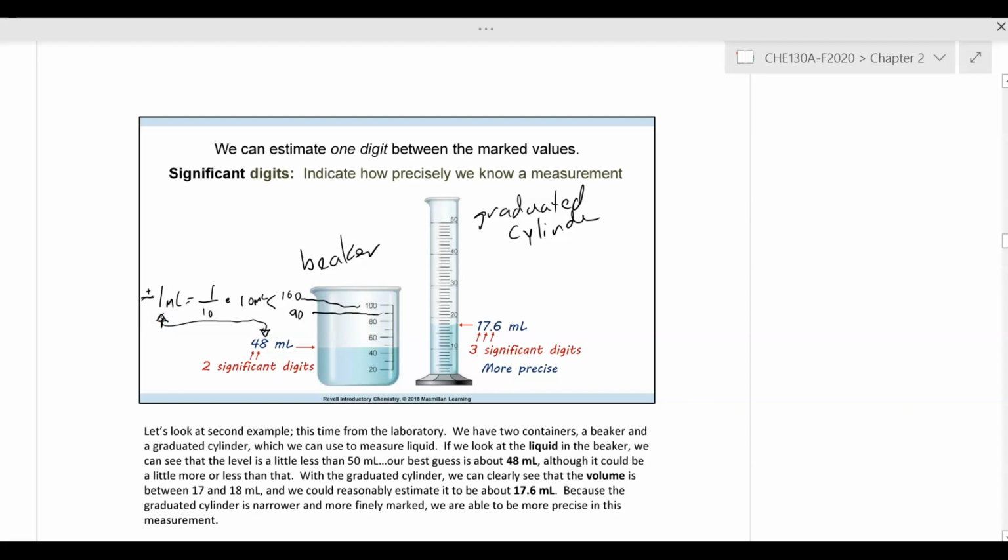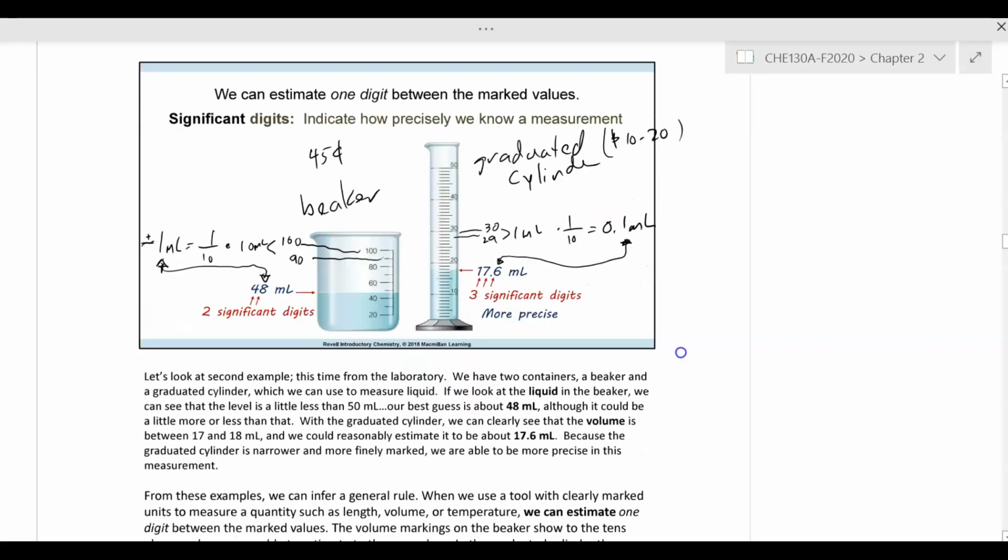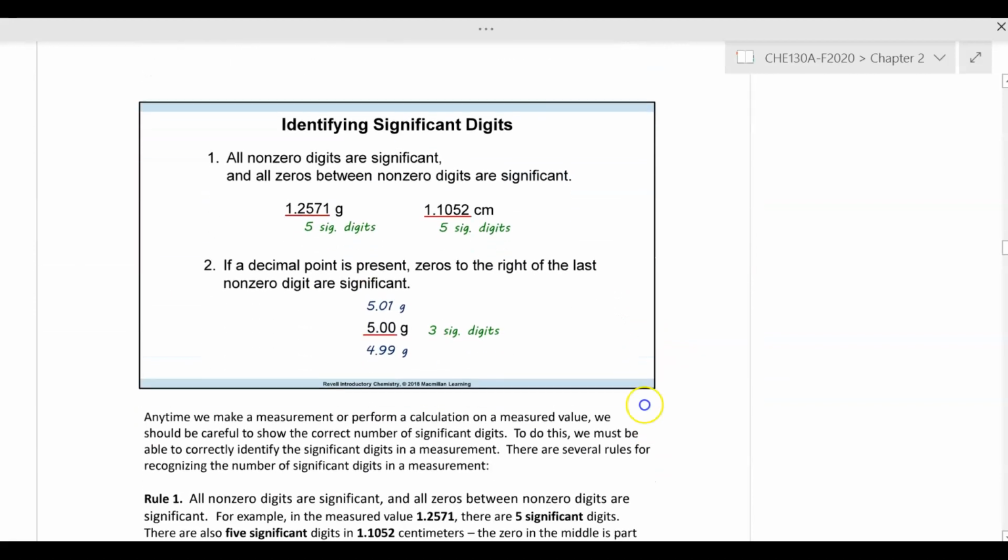In this one, if you look at these lines between those, you have to count carefully, but that's 30, that's 29, that's 1 milliliter, and 1/10 of 1 milliliter is 0.1 milliliter. So we're justified in expressing a value out to the tenths place, so we could get more significant digits or a more precise reading from the graduated cylinder. Beaker, 45 cents. Graduated cylinder, 10 to 20 bucks, depending on that. So you can pay for that precision as well. So be careful in the lab, don't break the grad cylinders.